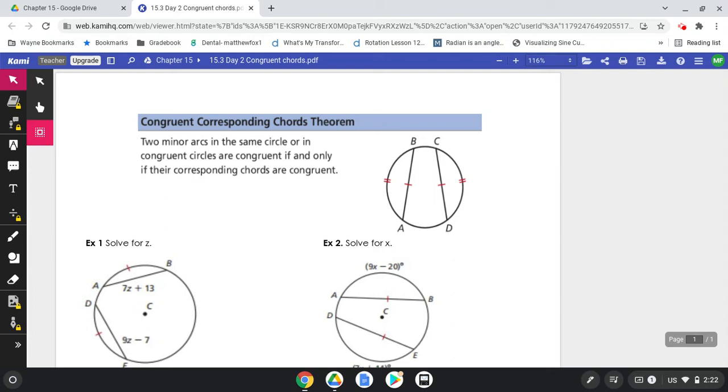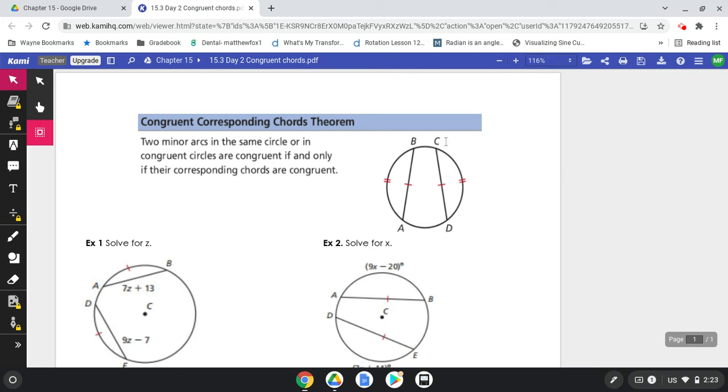All right, good morning. So today we're just talking about one rule, this congruent corresponding chords theorem. What it's saying is that if we have two minor arcs in the same circle or in congruent circles and they are congruent, they'll be congruent if and only if their corresponding chords are congruent.